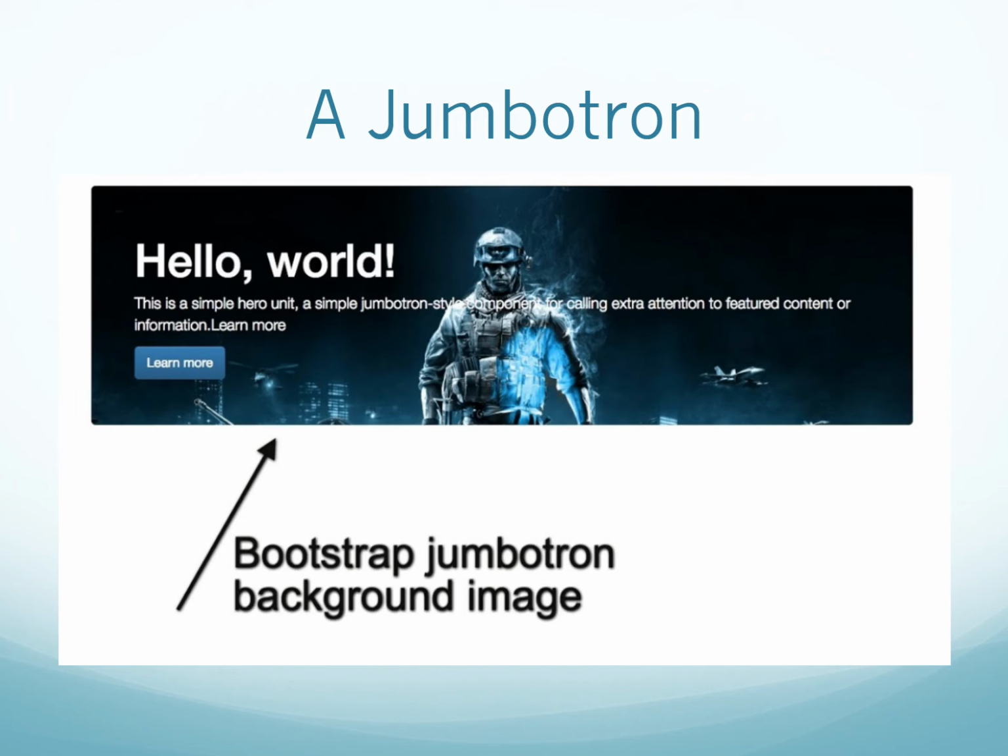A Jumbotron. A Jumbotron indicates a big box for calling extra attention to some special content or information. A Jumbotron is displayed as a gray box with rounded corners, but you can change that really quickly. I took this example of a template, and it had a Jumbotron in it that says Hello World, and it actually has the image here as a background image, so you can easily put type and buttons over it. Also enlarges the font sizes of the text inside.